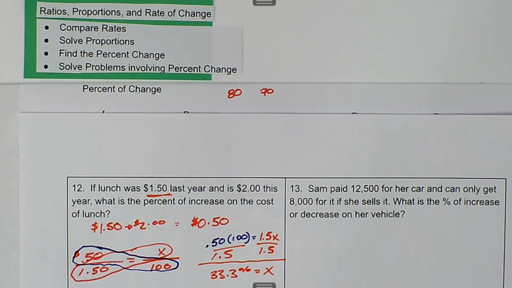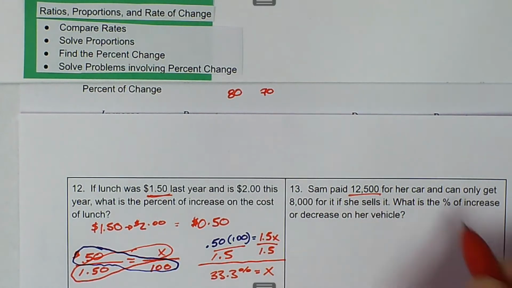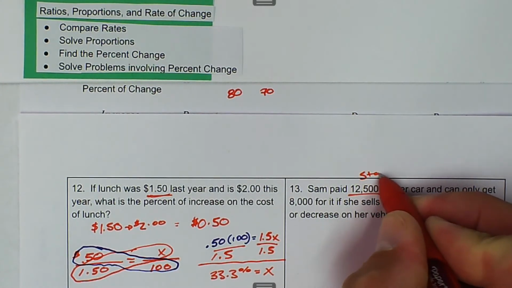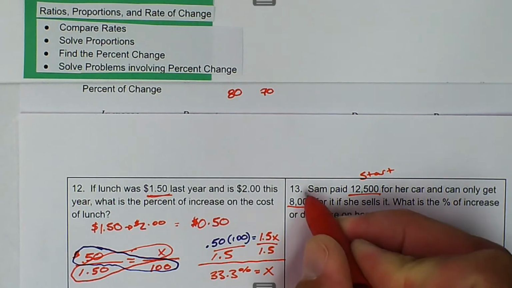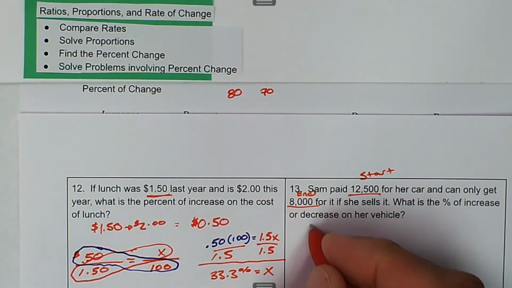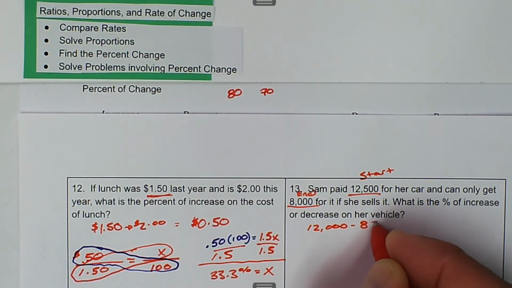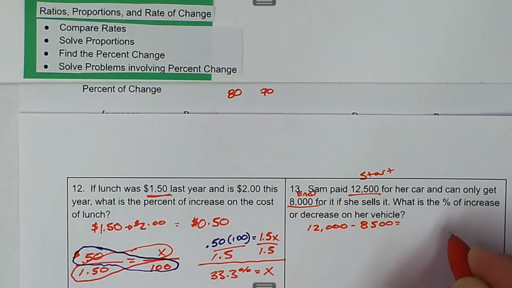First of all, is this going to be a percent increase or decrease? Decrease, because we're starting at 12,500, which is our starting point, and we're going to end at 8,000. So this is going to be a decrease. So 12,000 minus 8,500, and we end up with 45.